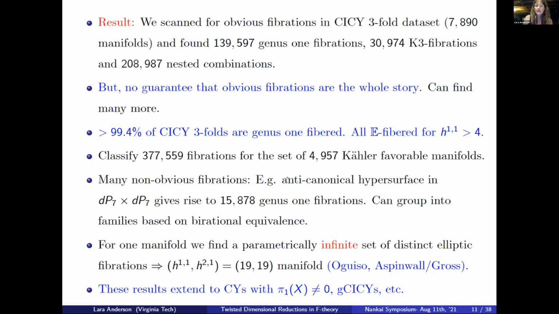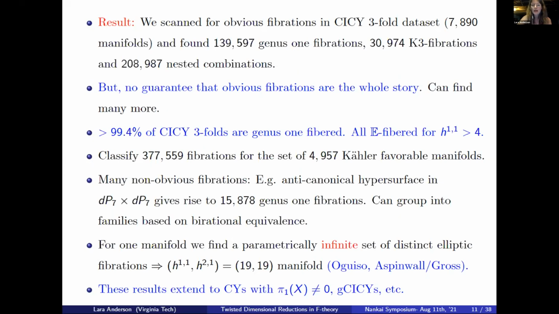And in fact, this multiplicity of fibrations can be very large indeed, even within the set of Calabi-Yau threefolds, once you relax the obvious fibrations and are just searching for any possible fibration. For one geometry that was written as an anti-canonical hypersurface in dP7 times dP7, we find 15,000 inequivalent fibrations. For one manifold, unique in the set of CICY threefolds, the one I highlighted earlier, there is actually an infinite set of elliptic fibrations that are possible. And this was actually known to some extent before by Oguiso, Aspinwall, and Gross.